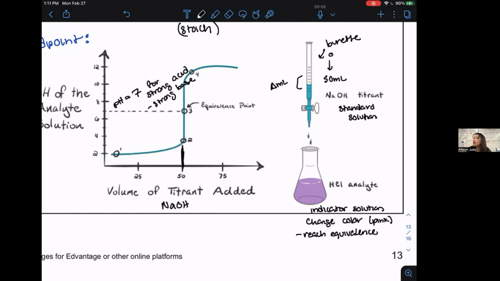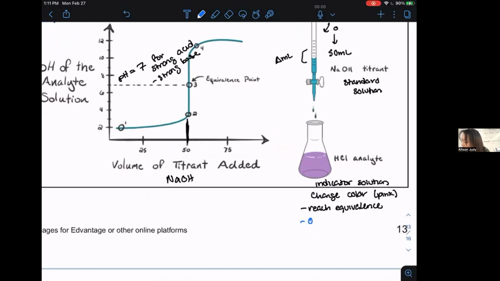We often also call the color transition the end point. We can also call it the end point. The reason we have 2 names for it is technically the indicator is its own acid-base reaction inside your acid-base reaction. So technically the color switch is called endpoint, but it is supposed to overlap and align with the equivalence point between your actual acid and base that you're studying.